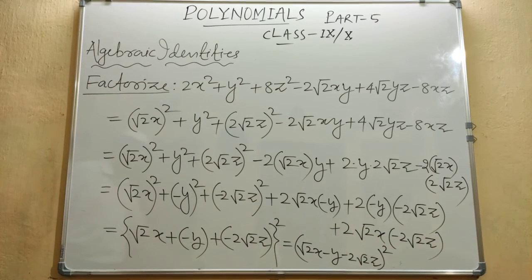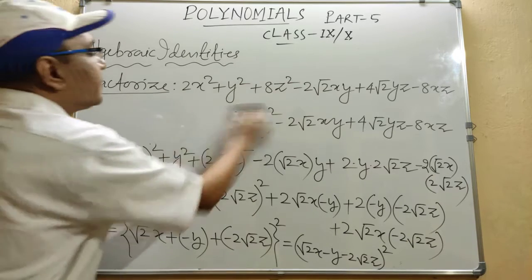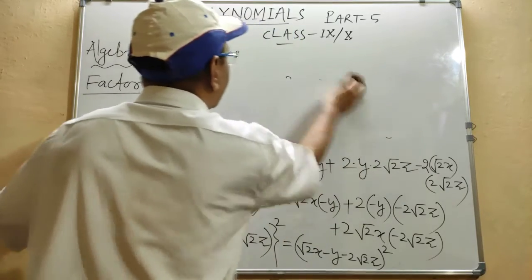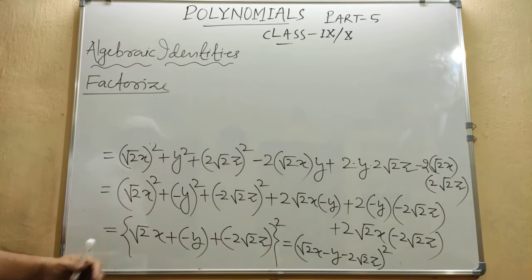So in this way we can factorize the polynomial by taking it in the form a square plus b square plus c square plus 2ab plus 2bc plus 2ca. That can be written as a plus b plus c whole square. Let us see one more problem. These problems are given in your book.